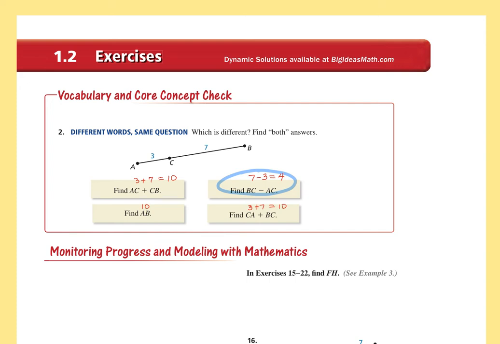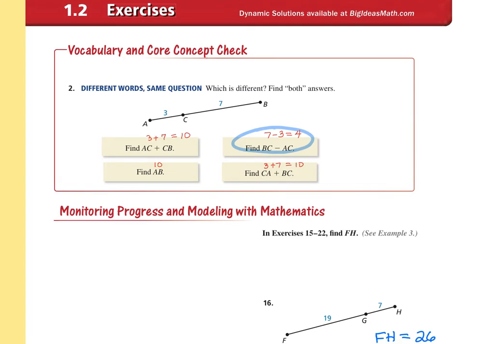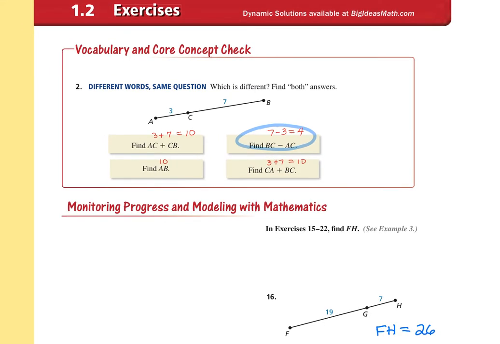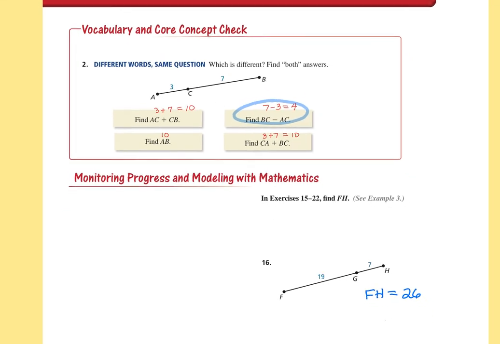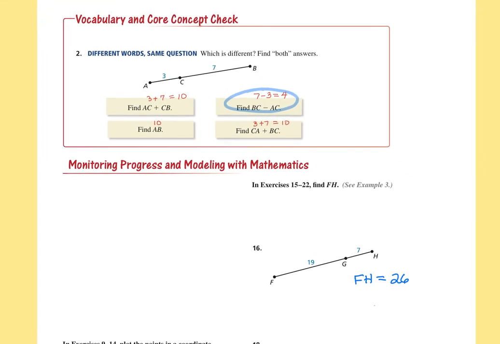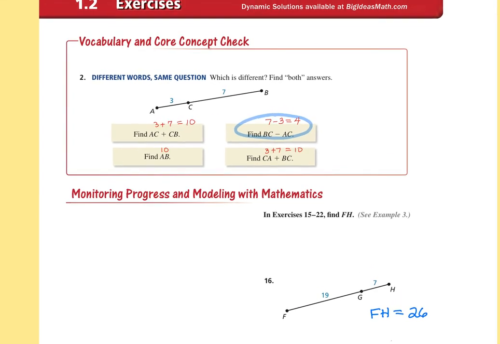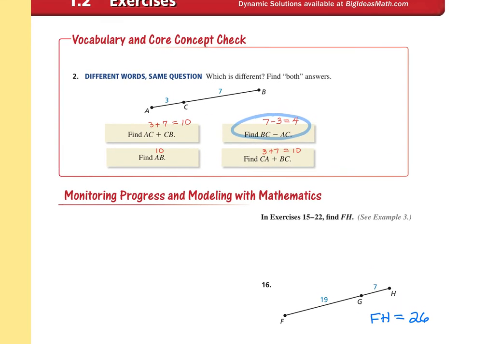I got it right. So 1, 2 said what's different, right? Different word, same question. Which is different, and find both answers. Okay. If you had actually plugged in those values, the one that was different was that one on the top right, BC minus AC. What does it mean by find both answers? Which is different. I don't know what that means. That's the only answer. Okay.